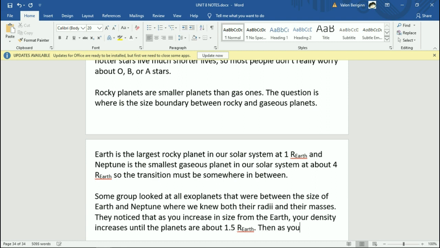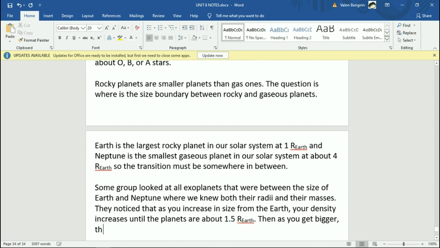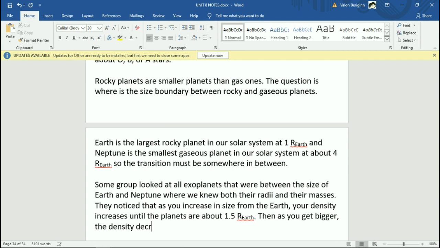Then, as you get bigger, the density decreases. Okay, so basically what this seems to imply is that once you get to about 1.5 times the size of Earth, you start turning into a gas planet. Okay, and we still don't really know exactly what this would look like.